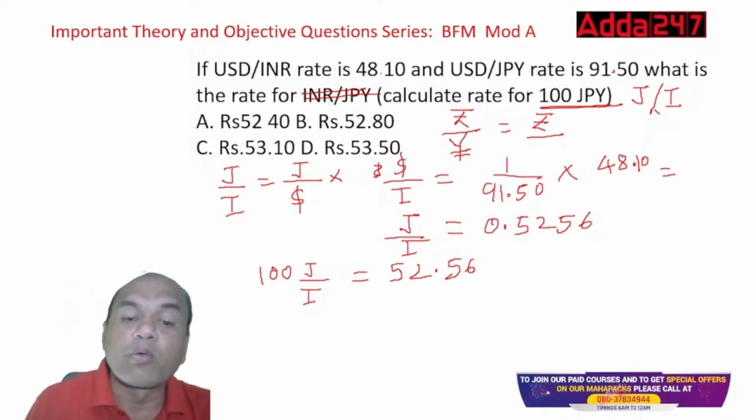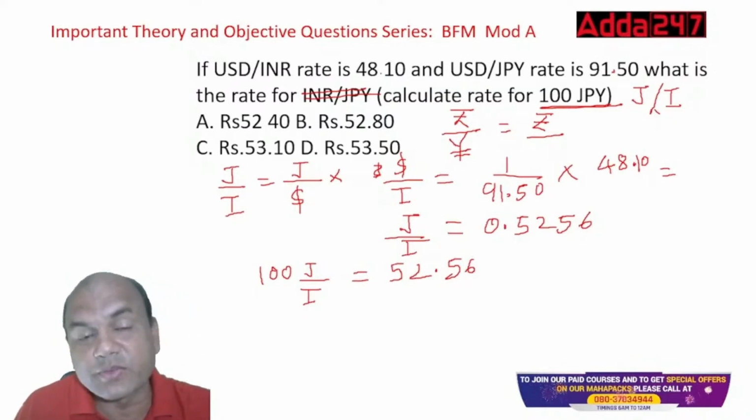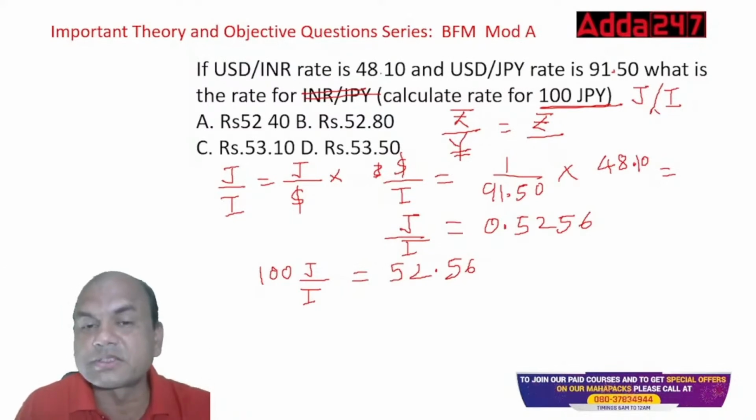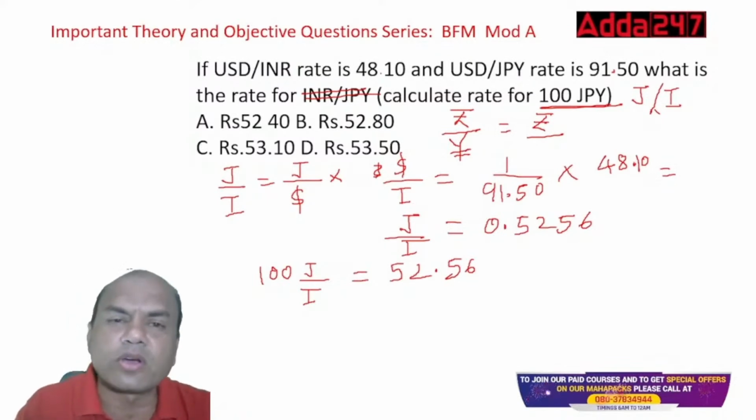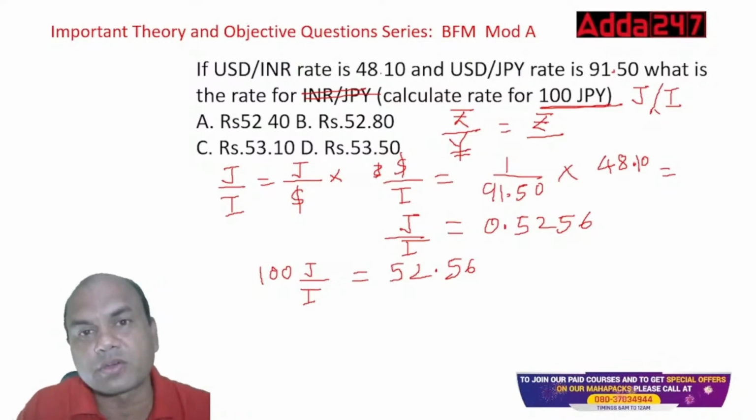Remember, what does this mean? You must understand this first. 100 JPY equals 52.56 rupees. Okay. So what does it mean? Rupee is stronger than JPY. Let me ask you this question. 100 JPY equals 52 INR, let's say. Forget this 0.56. Now tell me, who is stronger? Is JPY stronger or is the rupee stronger?